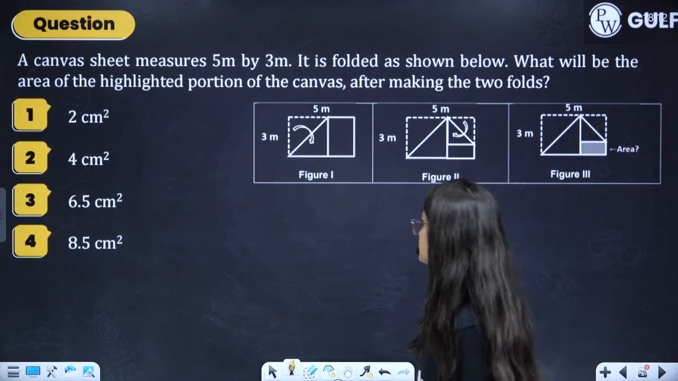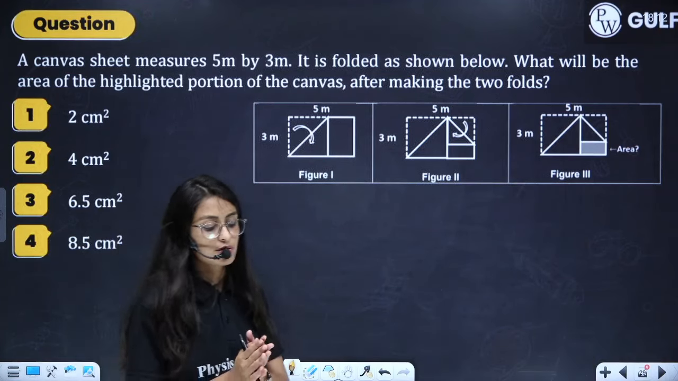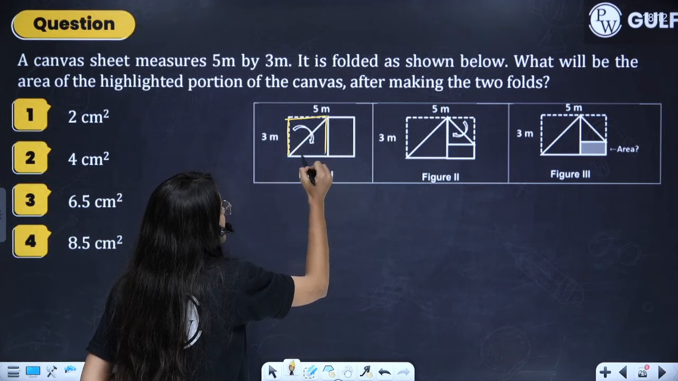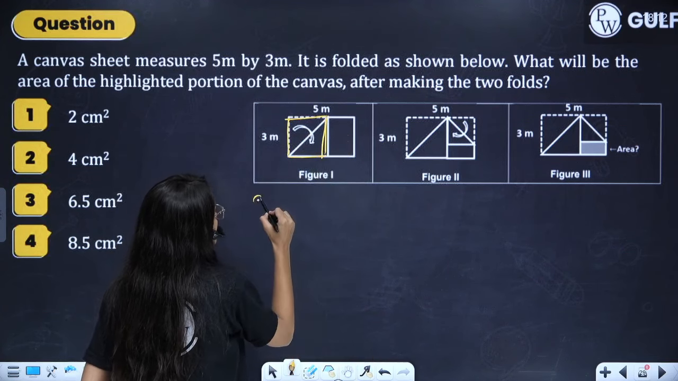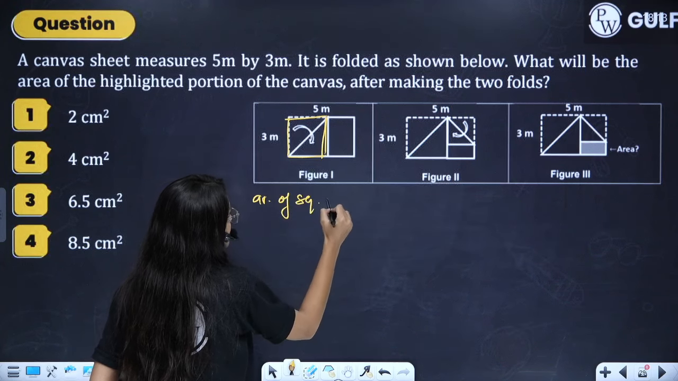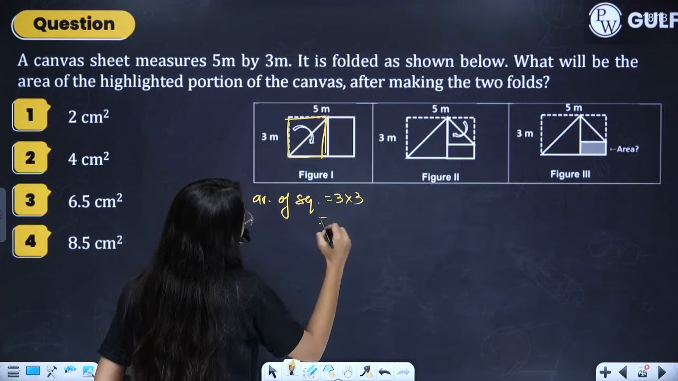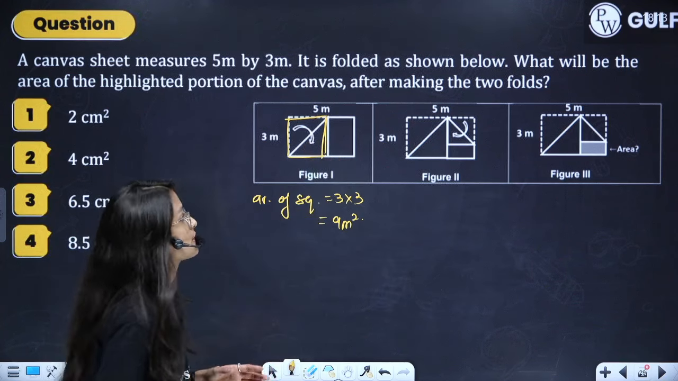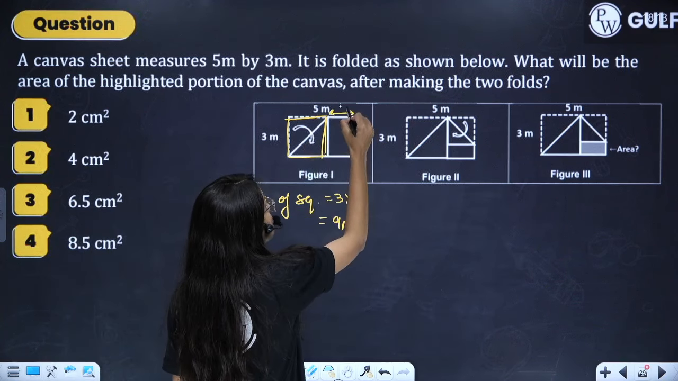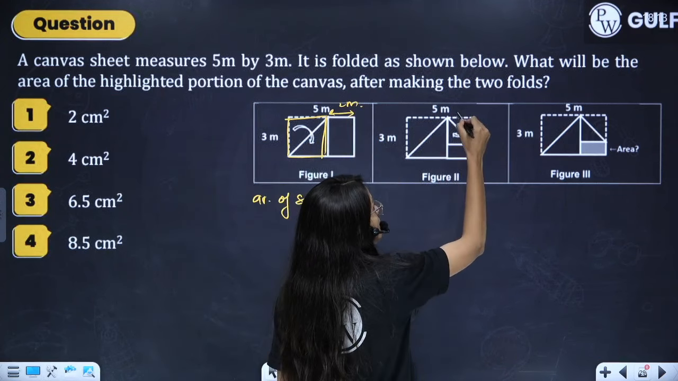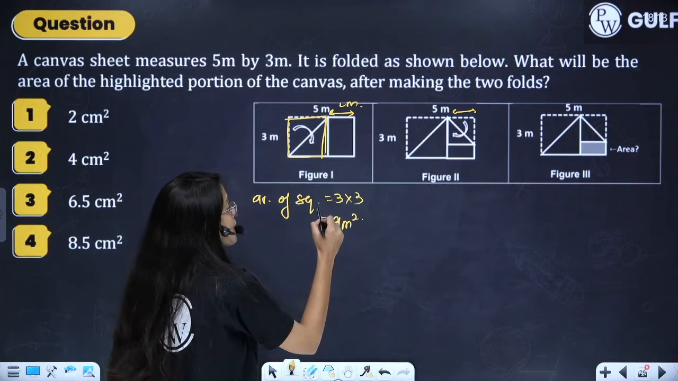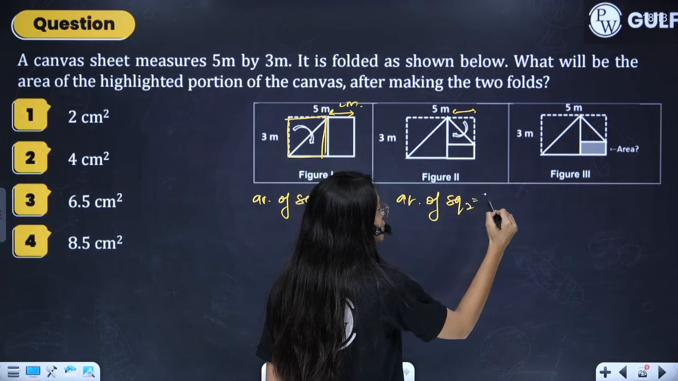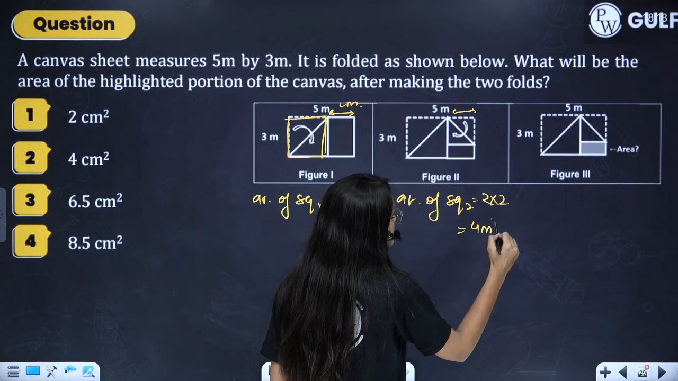So first of all, if you have a sheet which is measuring 5 by 3 and you fold it, you'll be folding it in a square form, right? So the area of the square, with the sides 3 and 3, would be 9 meter square. So this square would have an area of 9 meter square. Now the left length is 2 meters. You're again folding the square. So I'll name it square 1, and the area of square 2 is 2 multiplied by 2, 4 meter square.